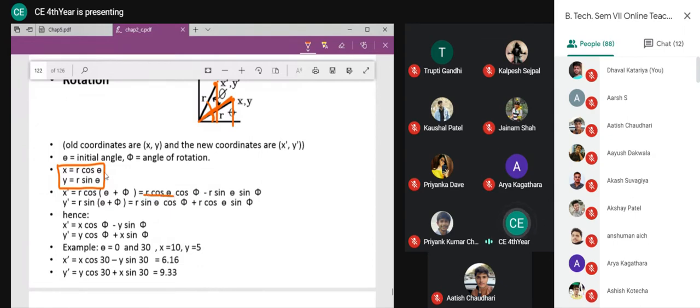R cos theta is nothing but x. And what about r sin theta? R sin theta is nothing but y. Here you will use r sin theta, which is y. Here r cos theta, which is x. So I am substituting those values here. Simplification will result into this. So what we can get here is x cos phi minus y sin phi, y cos phi plus x sin phi.